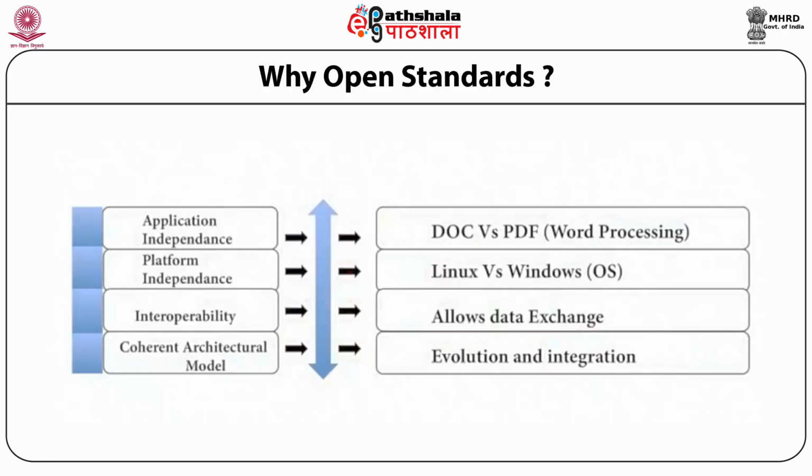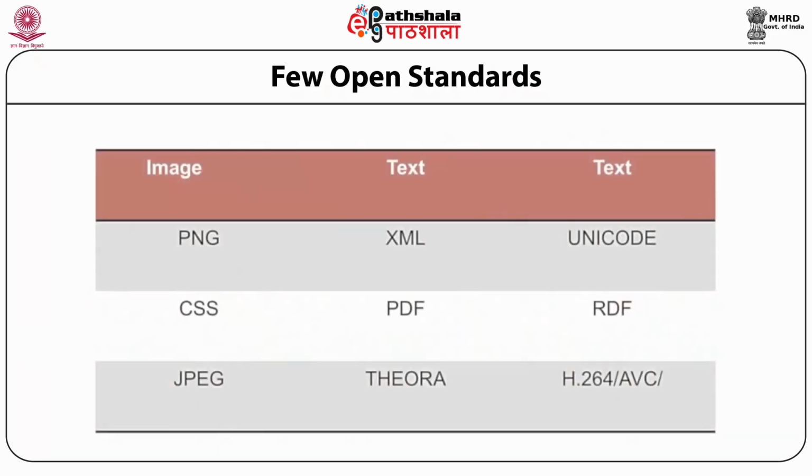In addition to these two protocols, there are open standards. You must be aware that a document file you created 20 years back cannot be read in any platform or any software now. So such kind of standards are there. In applications, you can have application independence if you are using open standard, platform independence if you are using an operating system, interoperability, which allows the data exchange, and also a coherent architecture model, because it is an open standard, anybody can work on it, and exchange of data is possible. So in a nutshell, we should use open standards.